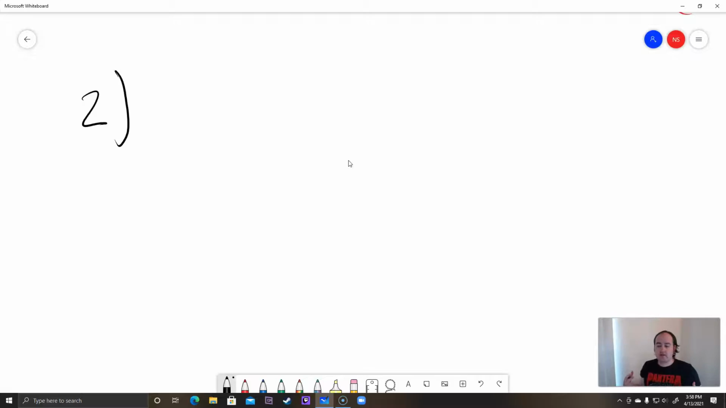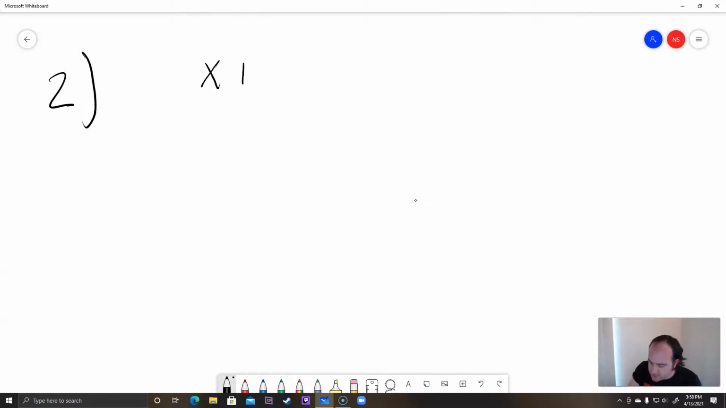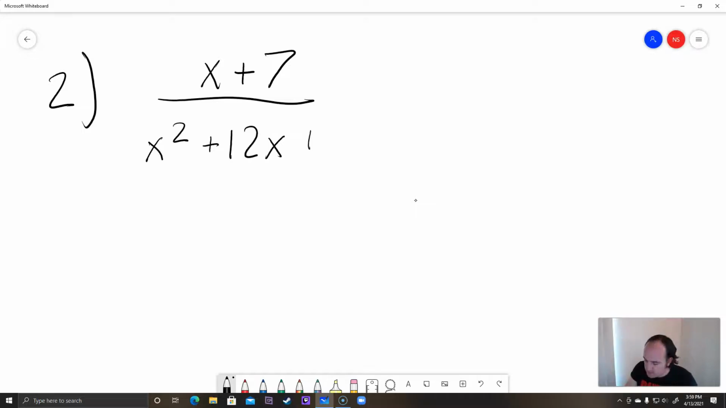Same instructions, expand the quotient by partial fractions. Quotient just means a fraction. I guess the other one said a rational expression, but same difference. So what we have here is x plus 7 over x squared plus 12x plus 36. Okay, so x plus 7 all over x squared plus 12x plus 36. All right, and we want to expand this.